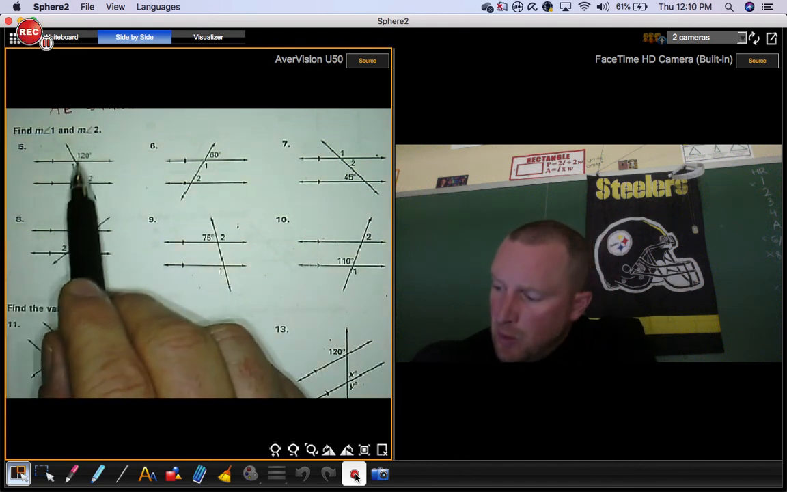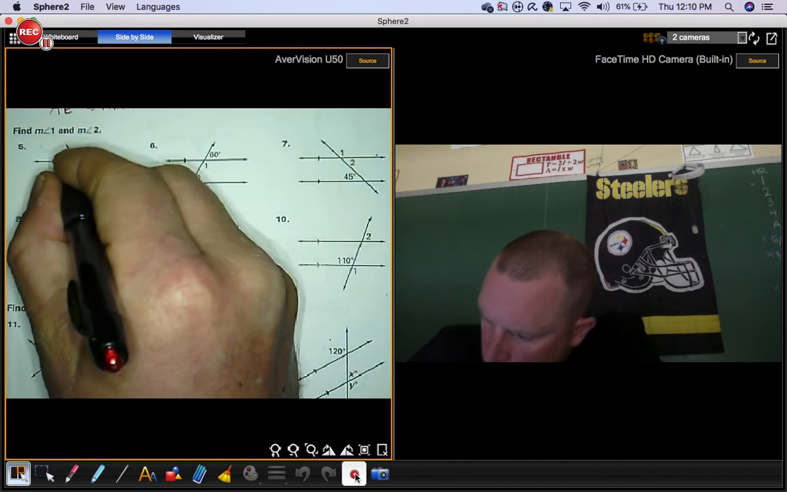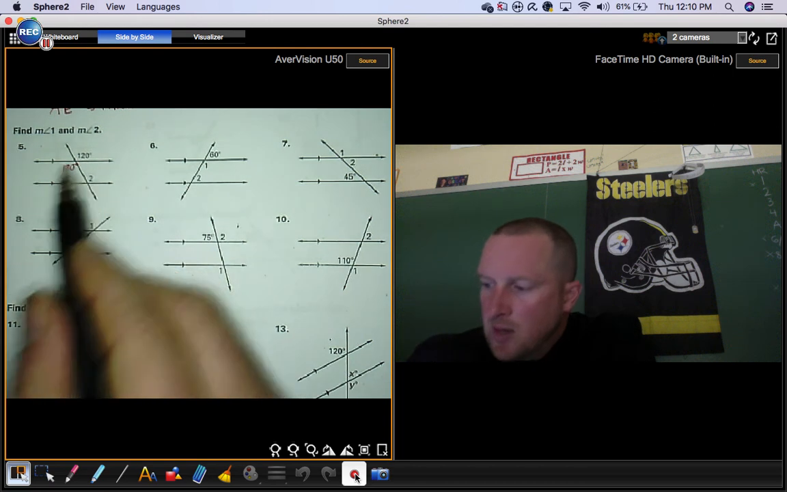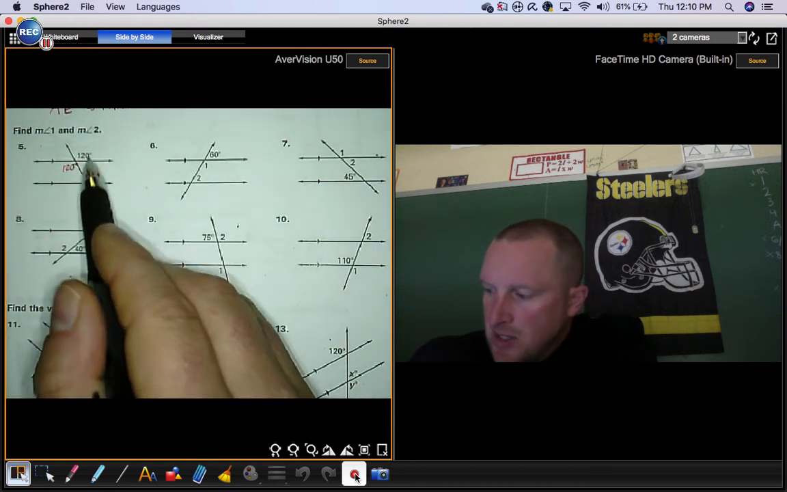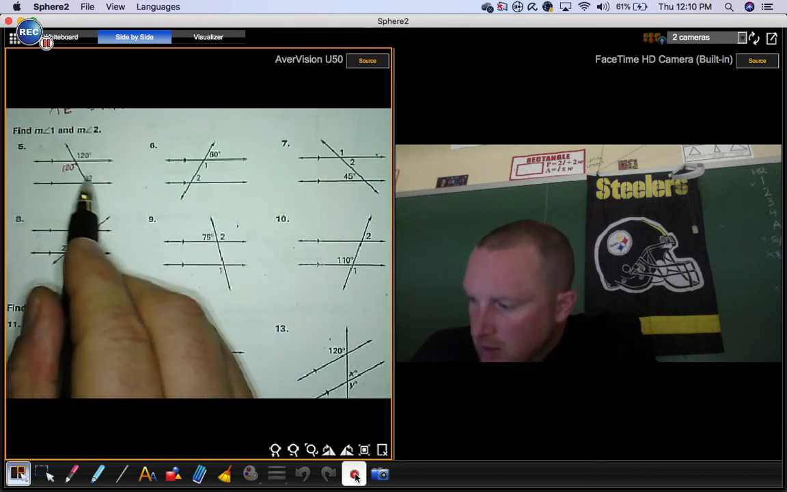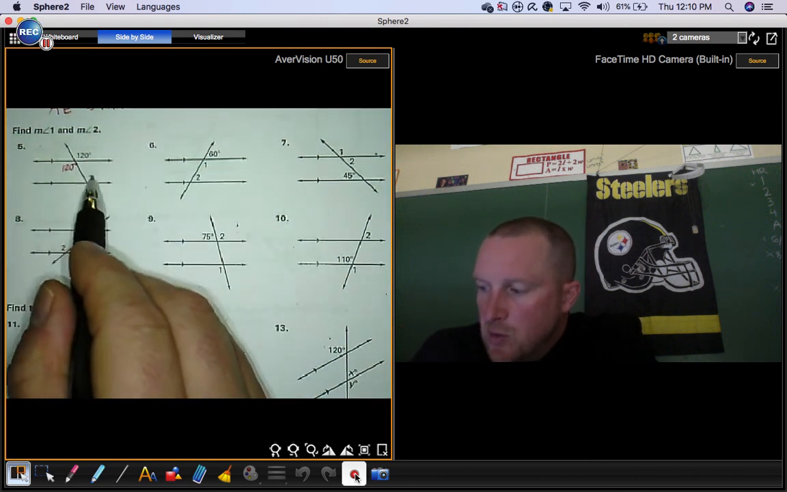Find the measure of angle 1. Well, it's going to be the same as that 120 there because they're vertical angles. And notice how angle 2 is going to match that one also because these are alternate interior and these are corresponding.